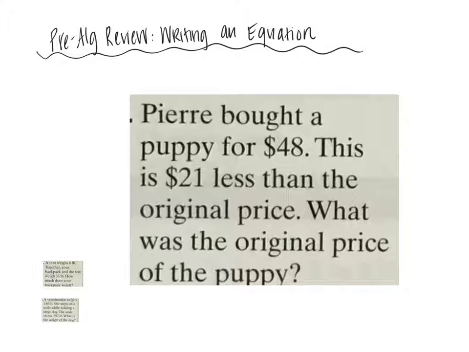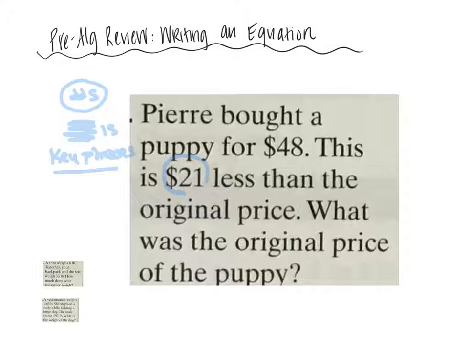So Pierre buys a puppy for $48. You want to write down $48 on your own paper. And you want to highlight "is." We're going to highlight "is." $21, circle numbers, and underline key phrases. So we're circling numbers, we're highlighting words like "is," and we're going to underline key phrases.